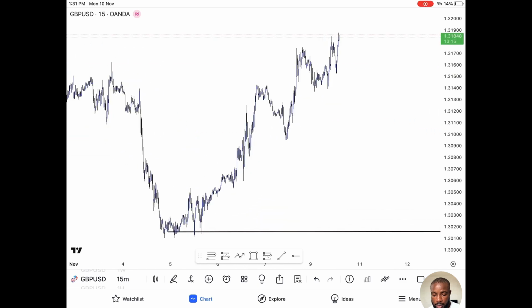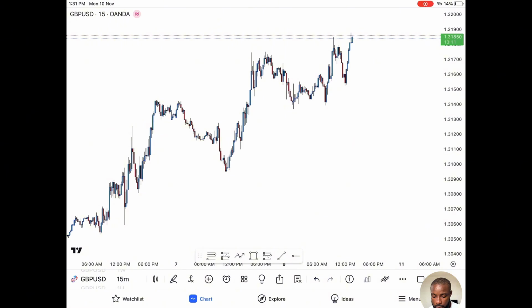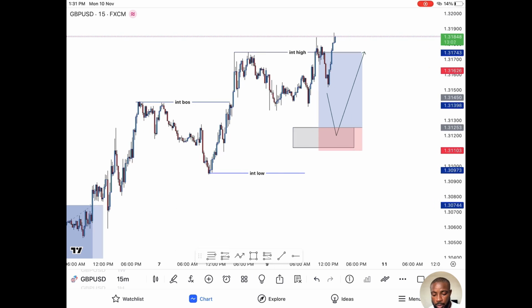Yesterday, actually, I analyzed this pair. Let me quickly show you guys my analysis. Okay, so this was my analysis yesterday. I did this analysis yesterday night. So I was waiting for price to come down to this area on the 15 minutes, then I will start looking for buy.